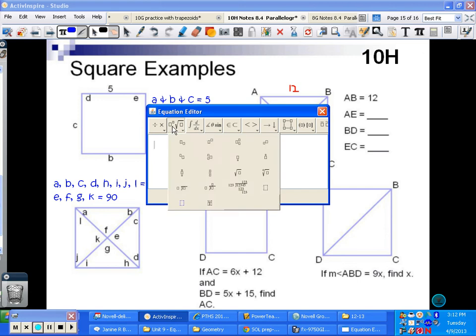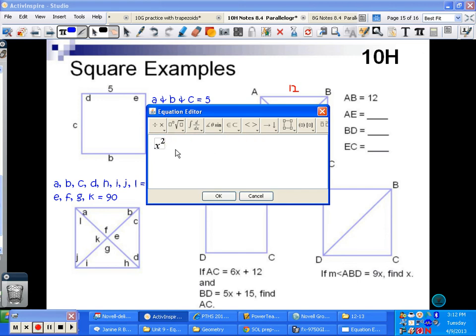So I'm going to say that x squared plus x squared is equal to 12 squared, which we know is 144. And then that becomes 2x squared equals 144. I'm going to divide both sides by 2. And so I'm left with just x squared equals 72. And then I'm left with x equals, and I'm going to leave this as a radical in simplest form just because it's faster for me.